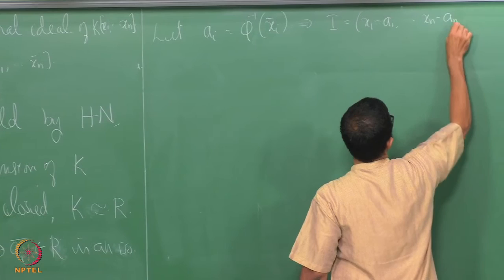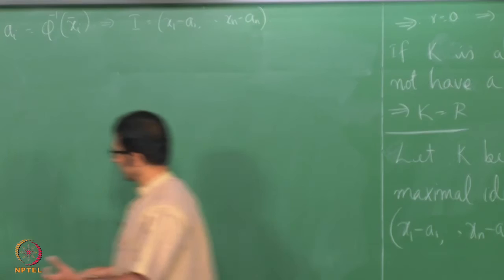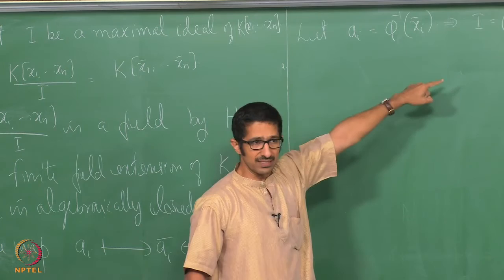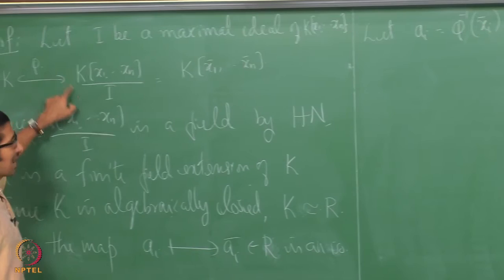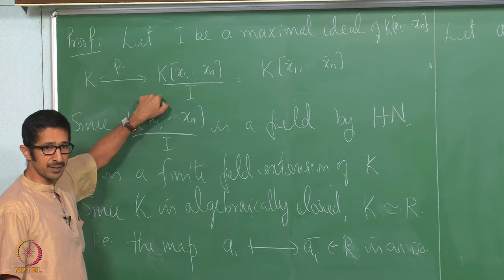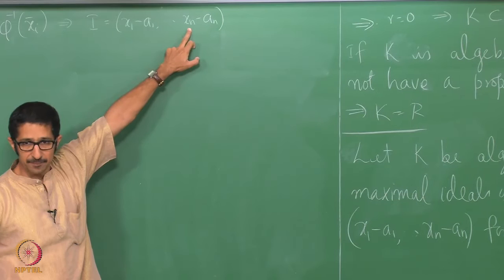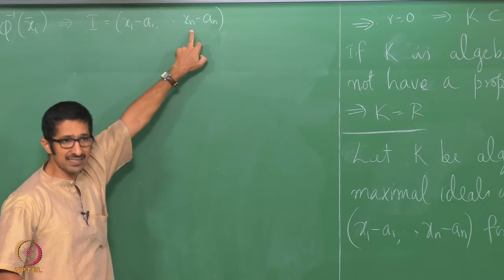Because, see, in this one, if ai denotes this, x1 minus a1 has to be 0 in R. Similarly, xi minus ai has to be 0 in R. Or in other words, (x1 minus a1, ..., xn minus an) is contained in I. But the ideal generated by x1 minus a1 up to xn minus an is a maximal ideal. Therefore, they have to be equal.